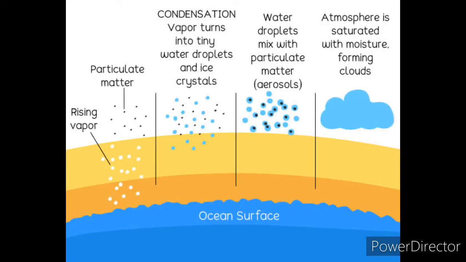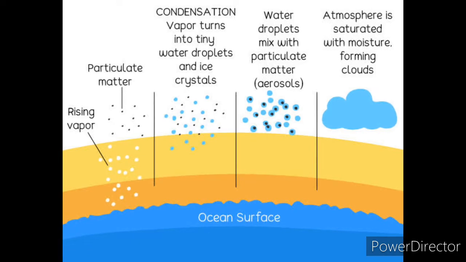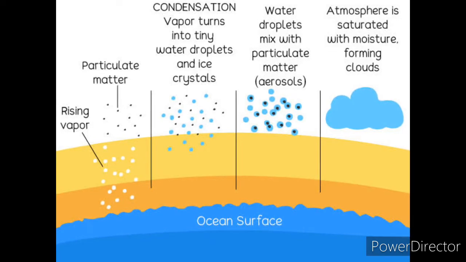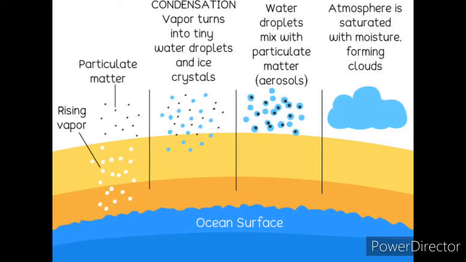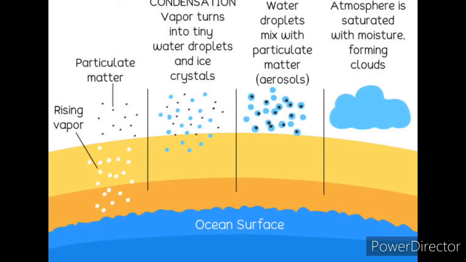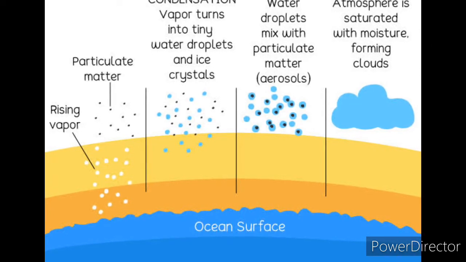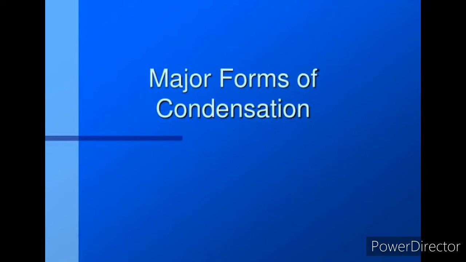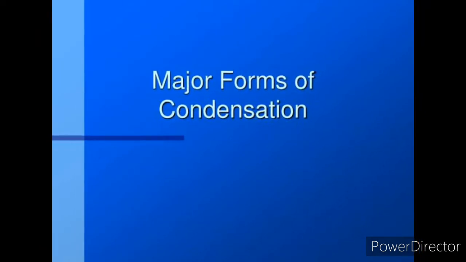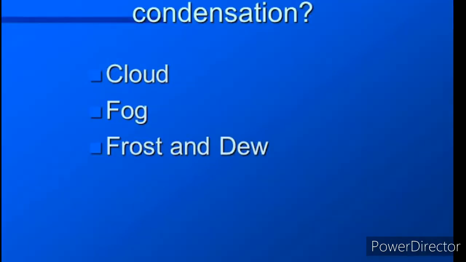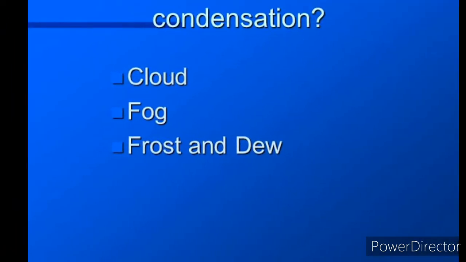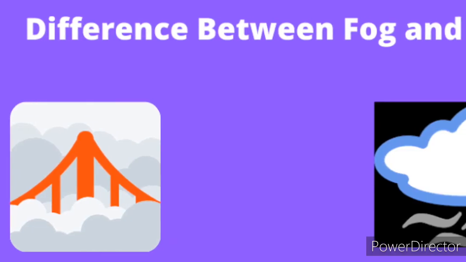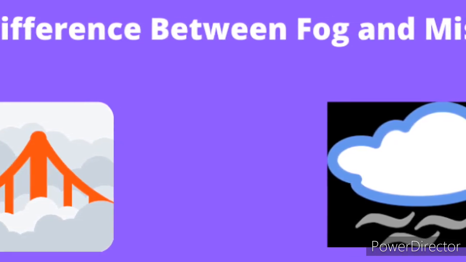Next is condensation. Condensation is the process through which water vapor is converted into droplets of water or ice crystals. So the process through which water vapor gets converted into tiny droplets of water and ice crystals is known as condensation. There are major forms of condensation, and we are going to learn about two or three of them. First one is cloud, then fog, frost and dew. Cloud is nothing but condensed water vapor, a large amount of water vapor.